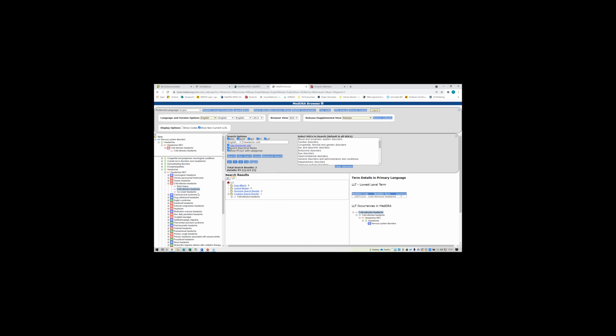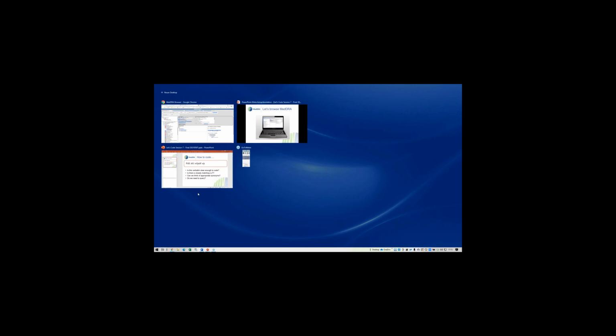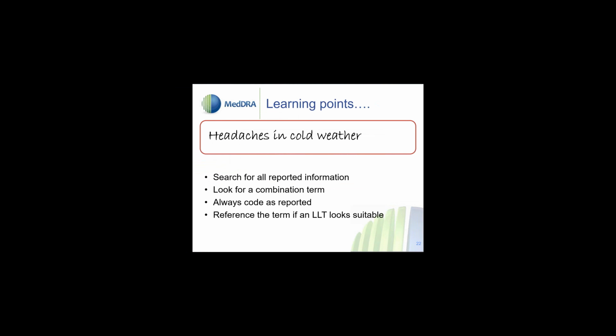And it can also occur when suddenly exposing the unprotected head to cold temperature, such as in cold weather, as reported in our verbatim, or by diving into cold water, for instance. So what can we learn from looking at this verbatim? First, try to capture as much of the information as possible. Don't stop when finding LLT headache, but look for more specific terms that would also capture the reported specific subtype of headache. So look for a combination term.